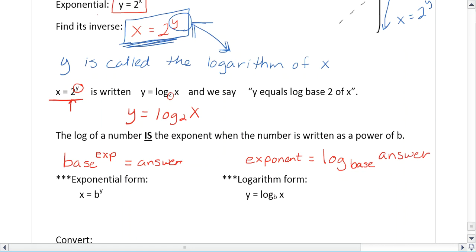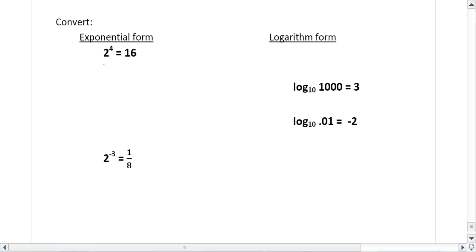So now let's look at some examples of converting back and forth. Here in exponential form, we have 2 to the 4th equals 16, and to write that in logarithmic form, we add, of course, the word log, and the base is the subscript, so the base is 2. So we say log base 2 of 16 is 4. And now to convert log to exponent, again, the base is 10. The answer is the exponent, so 10 to the 3rd equals 1,000.